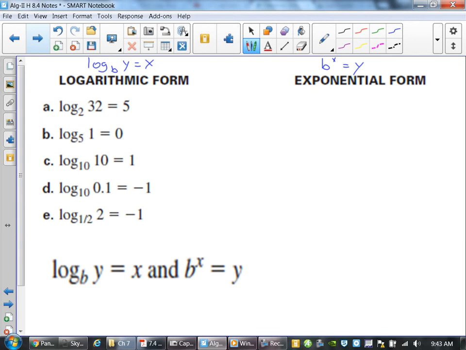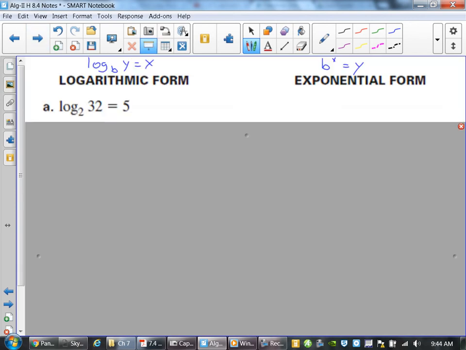So if I have the log base 2 of 32 equaling 5, let me just go through these one at a time. If I have log base 2 of 32 equals 5, that means what exponentially? Your base is 2, so it's 2 to what power is 32? The fifth. 2 to the 5th is 32. That's what that means.